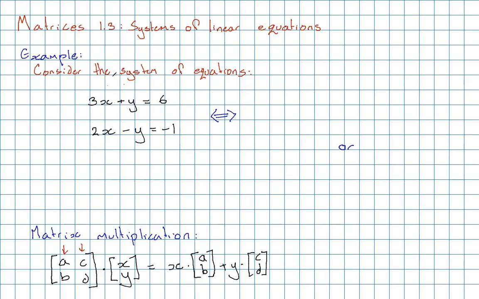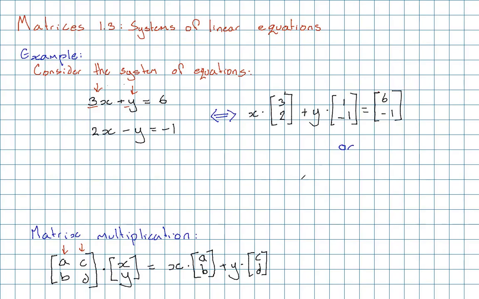this pair of equations, 3x plus y equals 6 and 2x minus y equals negative 1, by writing x times the vector 3, 2, because you can see that's our coefficients from this first column, and y times the vector 1, negative 1, because that's this column here. And you can see that we have 3x plus 1y is 6, and on the bottom, the same way, we have 2x minus y is negative 1. So our equations become this.